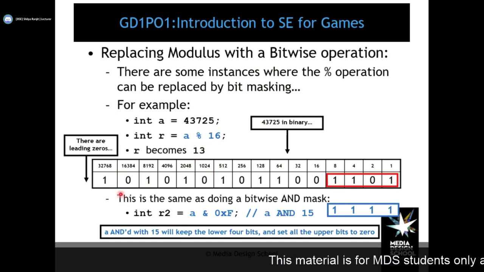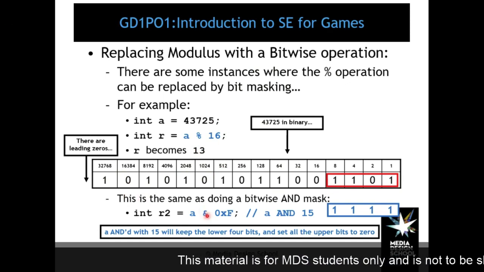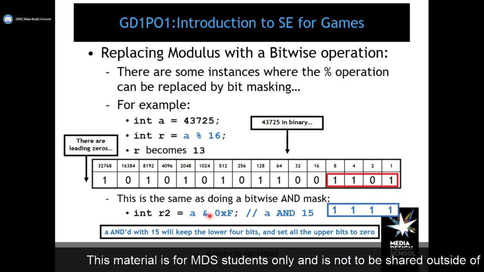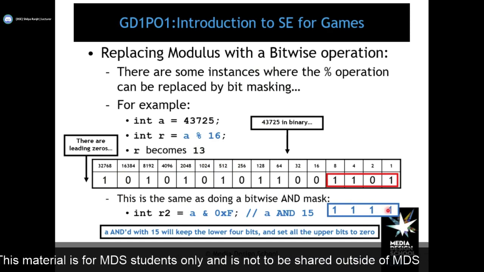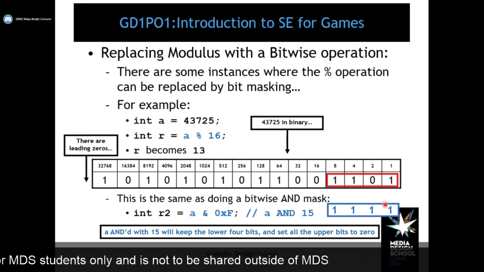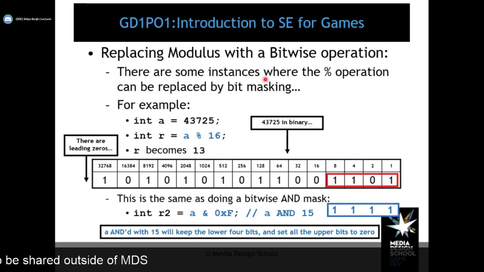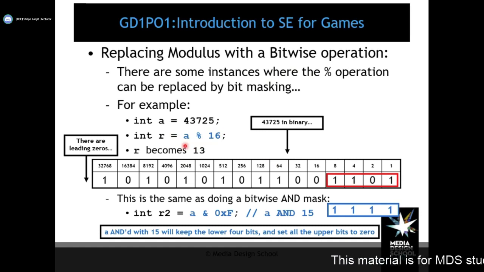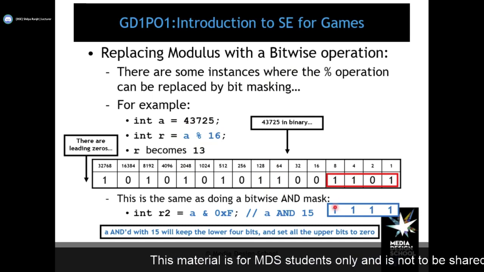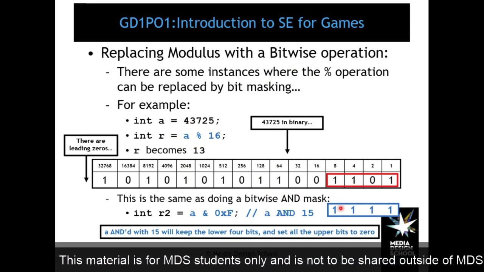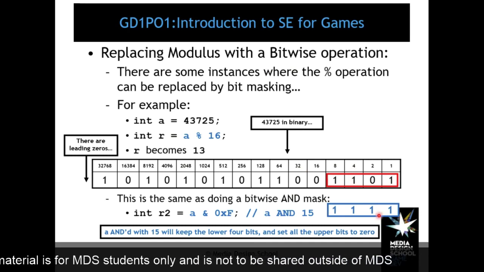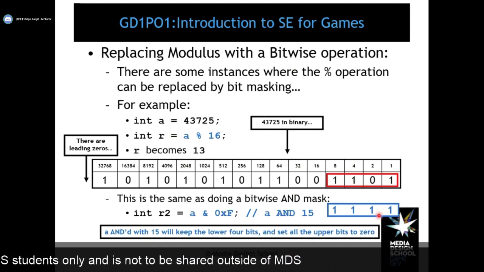Now, if I were to get the bit pattern and do an AND operation with the value 15, that is with a bit pattern of 15, I would get the same result, 13. So this is one instance where a modulus operation can be replaced by a bit masking. If you wanted to find the modulo 16, all you need to do is perform an AND operation of that bit pattern with the bit pattern of 15. I know you might think that is pretty complex.